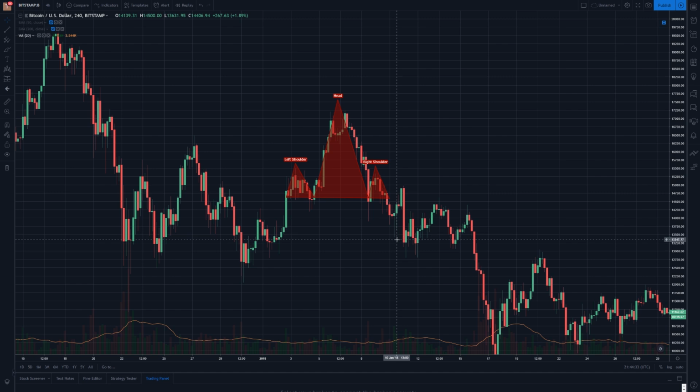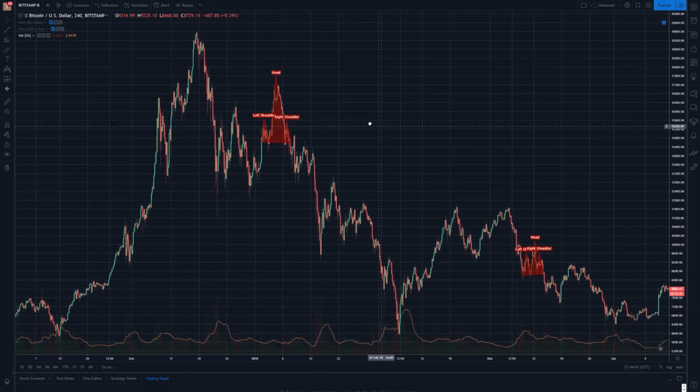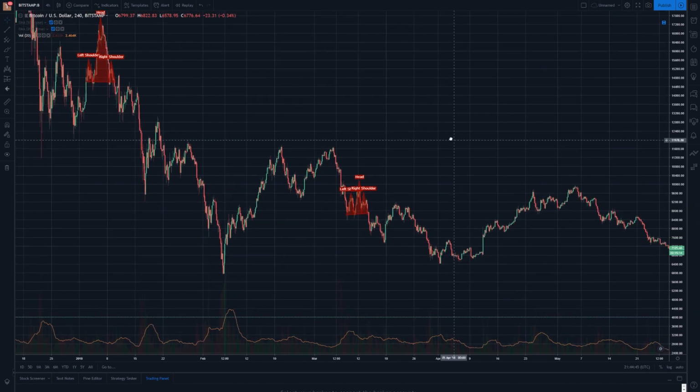The initial dump went all the way down to around $13,300. It came back up and then continued the dump, and this was really the story of this entire cryptocurrency market over here, setting up multiple head and shoulders all the way down over here, saying that this was still a bear market.